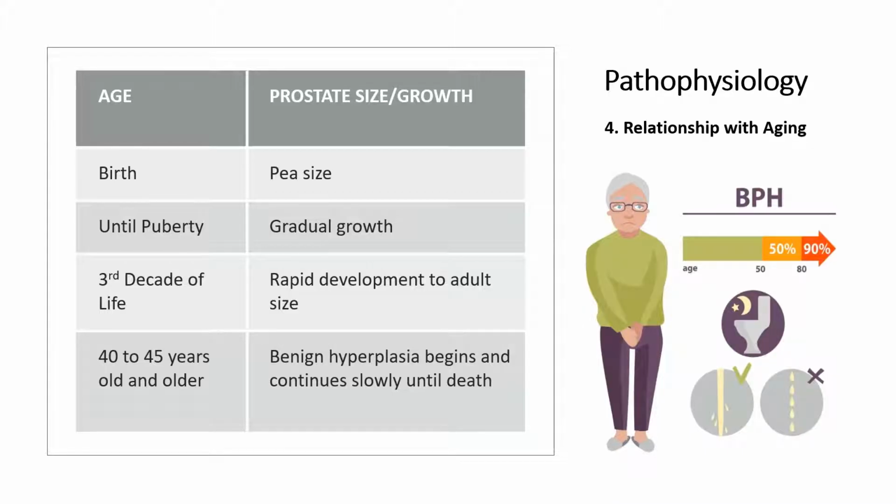Benign prostatic hypertrophy has a relationship with aging. At birth, it is pea size. Until puberty, it gradually grows, and then in the third decade of life, it rapidly develops into an adult size. However, at 40 to 45 years old and older, benign hyperplasia begins and continues to grow slowly until death.